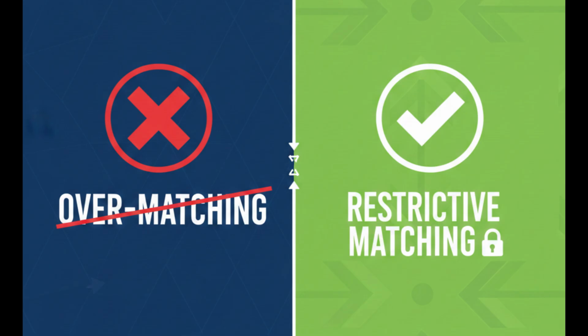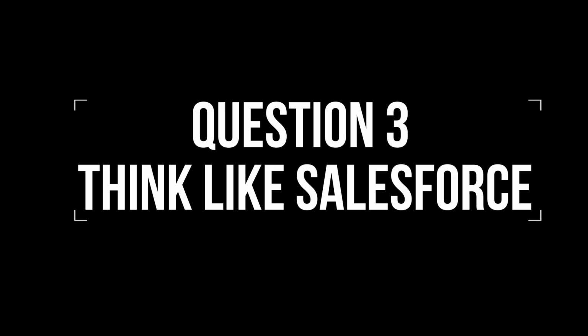Salesforce wants you to avoid overmatching when profiles share common attributes like addresses. In exam questions, when the risk is blending identities, the safest answer is almost always a restrictive identity resolution strategy. Let's start with the third question.